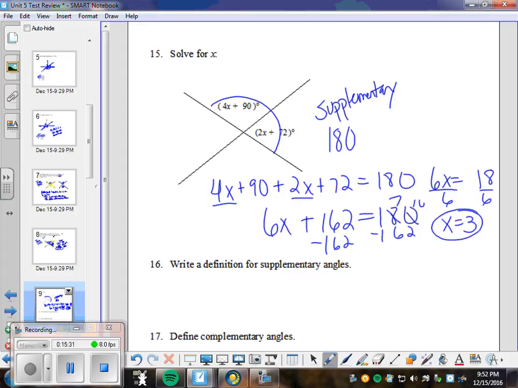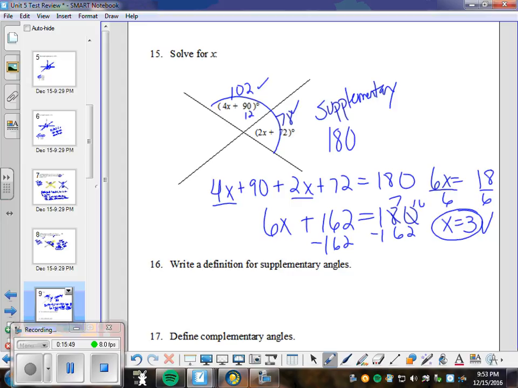Now, I'm going to check my answer. 3 times 4 is 12. 12 plus 90 would be 102. 2 times 3 is 6. 6 plus 72 is 78. That would add up to 180. So my X is correct.